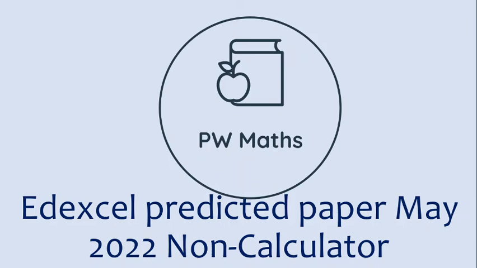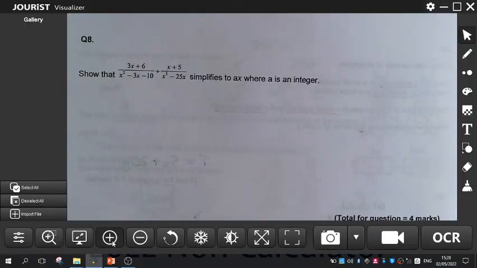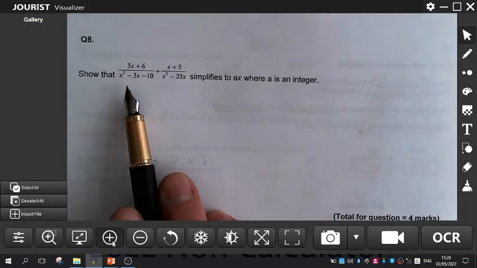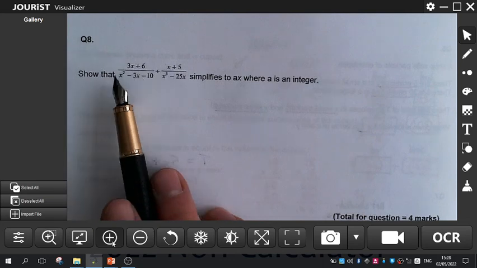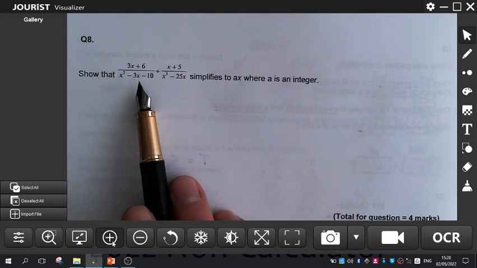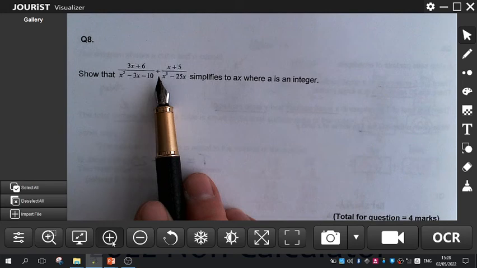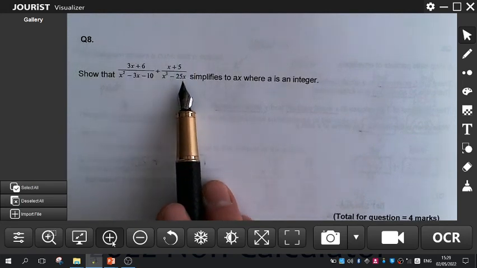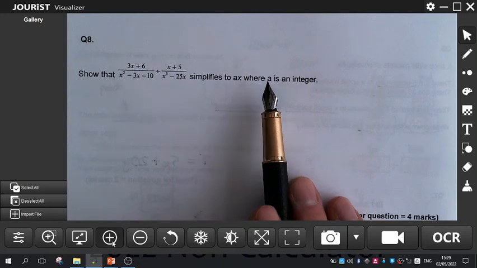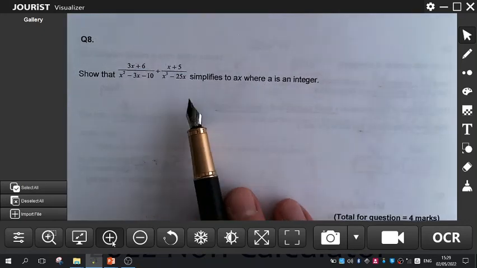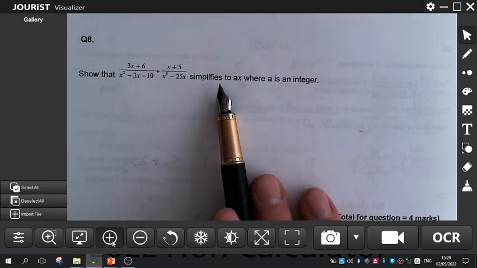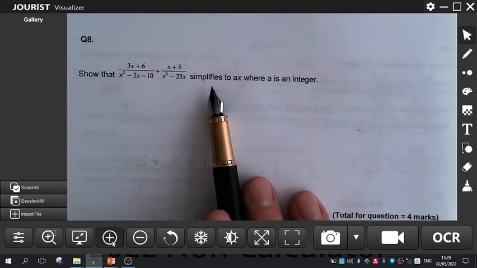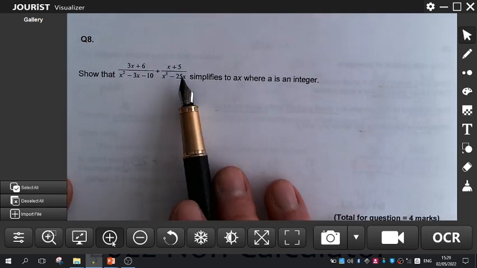Edexcel predicted paper, question 8, algebraic fractions. Here we have: show that (3x + 6)/(x² − 3x − 10) divided by (x + 5)/(x³ − 25x) simplifies to ax. A question it would be very easy to miss out, not start, because it just looks horrendous. But actually, if we break it down and do it bit by bit, it is possible to get many of these 4 marks.